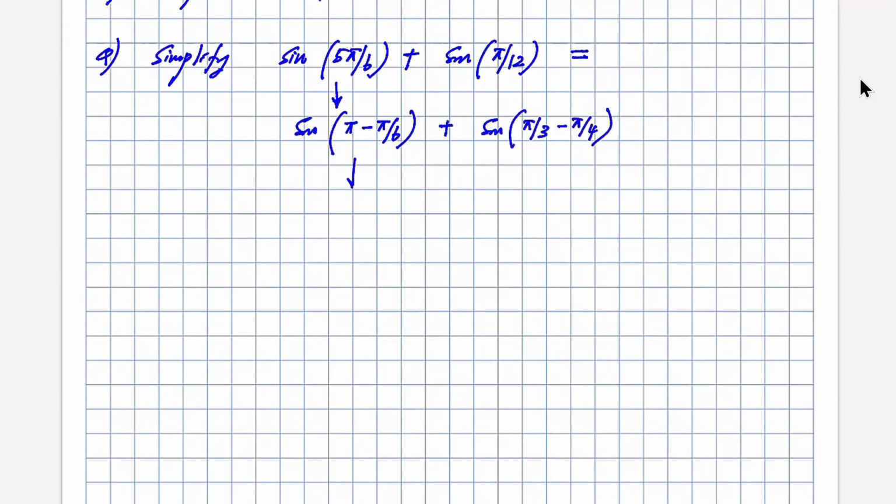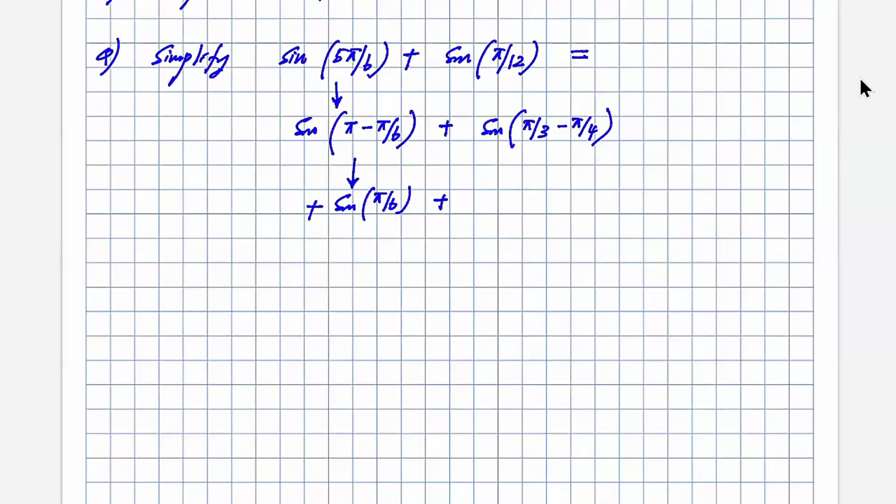So this one is going to be sin pi divided by 6, am I right? Pi minus pi divided by 6, what is that? You use the unit circle. Second quadrant, sine is positive. Sine stays sine. Yes.